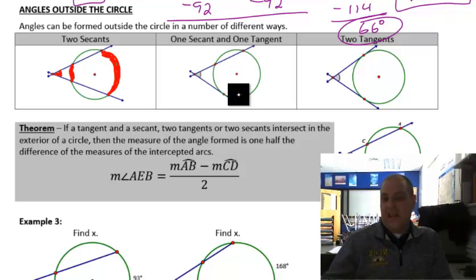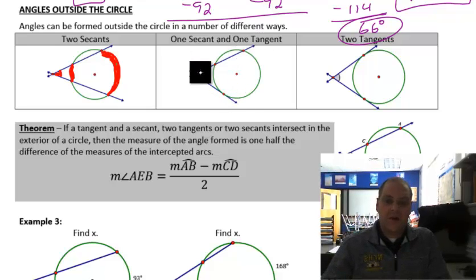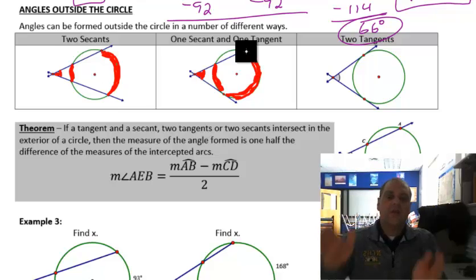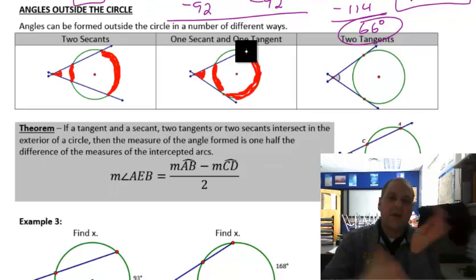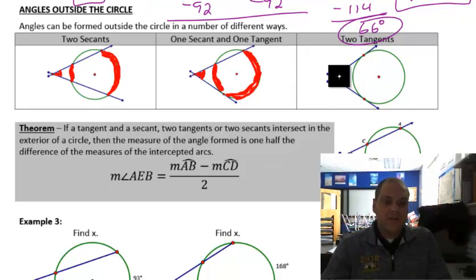Here's a secant and a tangent. Again, here's my exterior angle. It's almost the same picture. Here's intercepted arc 1, and here's the other intercepted arc. It's whatever's in between, see? Whatever's in between those secants or tangents. It doesn't matter what they are. And here is the 2 tangents. Here's the exterior angle I'm talking about. And here's one intercepted arc, and here's the other intercepted arc.